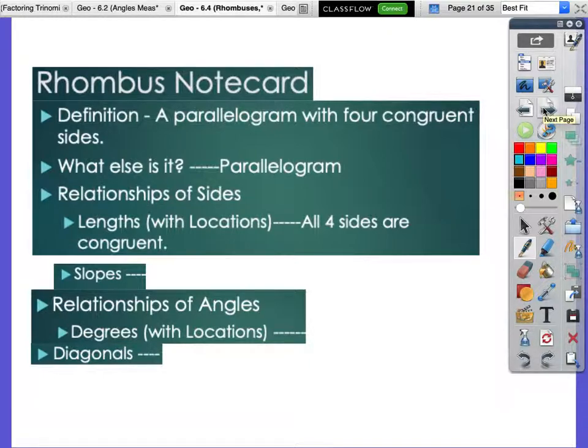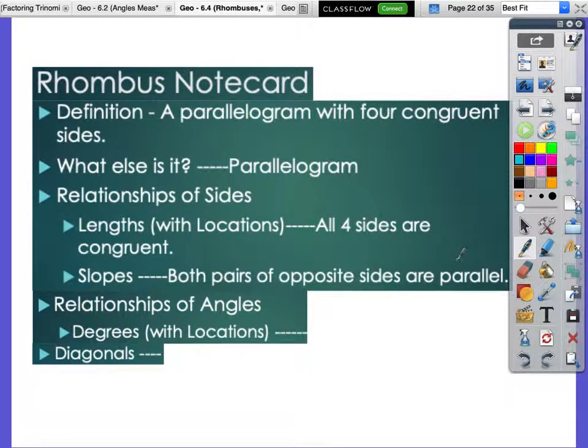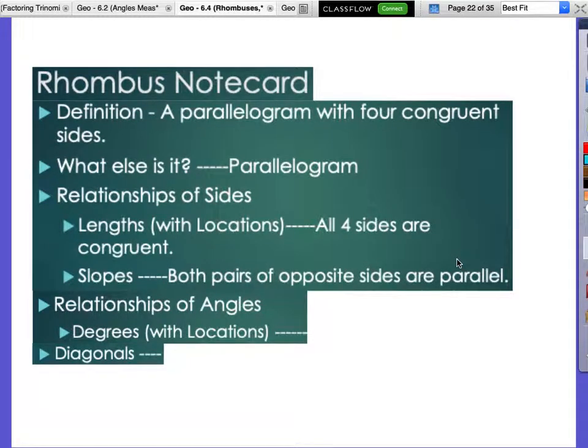What do the slopes tell us? Both pairs of opposite sides are parallel. What shape does that come from? A parallelogram. That comes from our parallelogram definition. So because it's a parallelogram, we know that's true. The lengths, we add an additional thing, that's the definition of rhombus, but on the slopes, nothing new compared to the parallelogram.